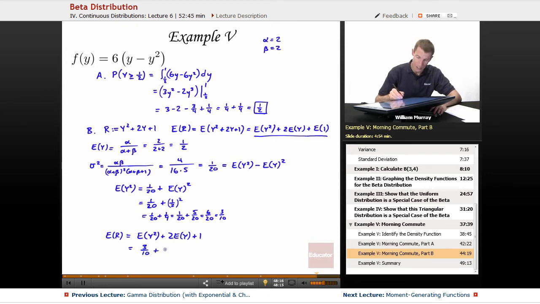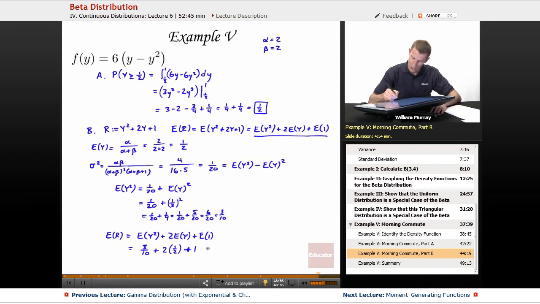E of y is, what is it? 2 times 1/2. And, well, I should have written e of 1 up above. There's e of 1. But e of 1 is just 1 because that's the expected value of a constant.